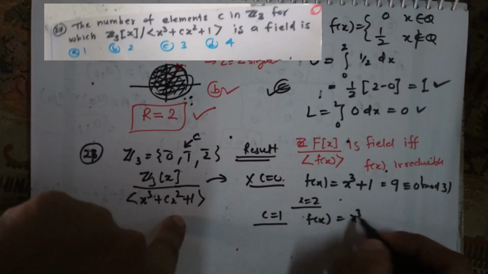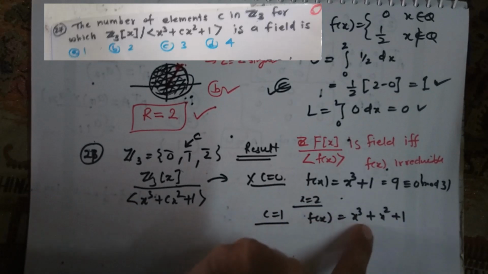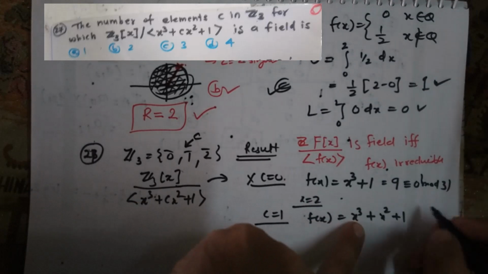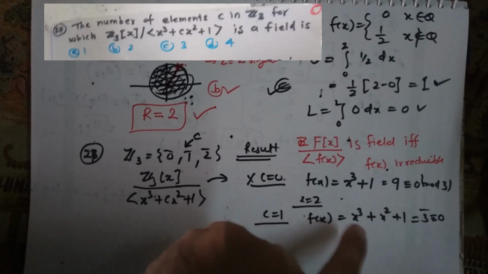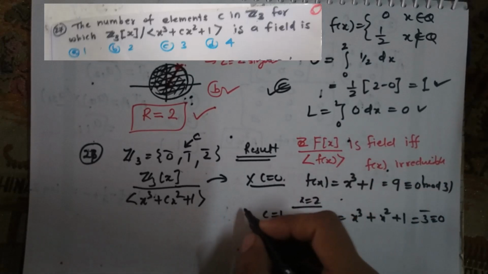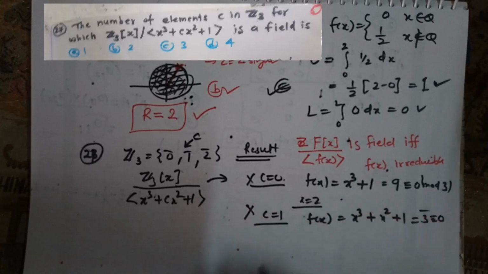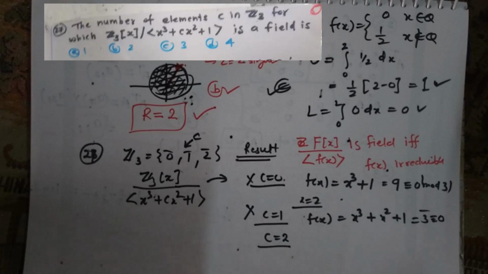If I take c equals 1, what will be my f(x)? f(x) is going to be x cube plus x square plus 1. Now the question is whether this is irreducible or reducible. If I substitute x equals 1, I get 1 cube plus 1 square plus 1, which is 3, and 3 is congruent to 0 modulo 3. For this f(x) again we are getting a root. So for c equals 1 also, f(x) is not irreducible.